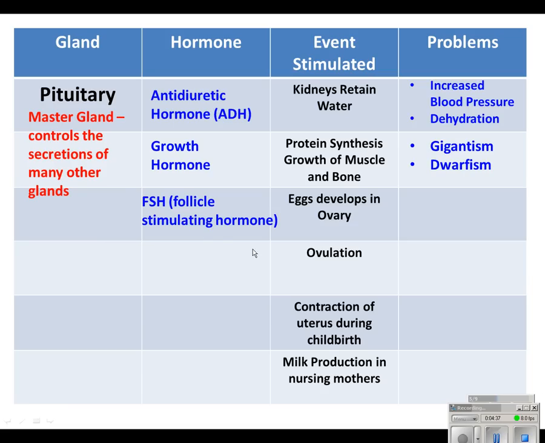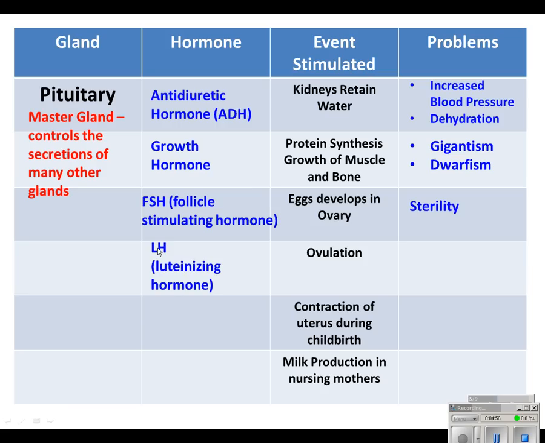Then we have follicle stimulating hormone, FSH, and we've talked about this before. What happens here when eggs are developing in the ovary, the follicle stimulating hormone is going to cause them to release the follicle. Problem could be sterility.